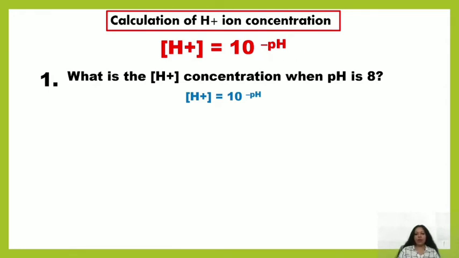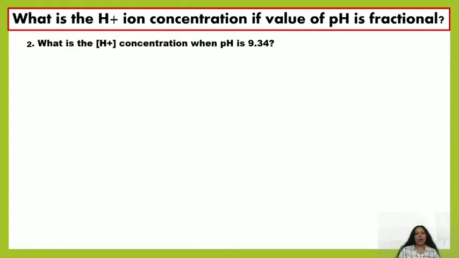Fine, this formula also seems very simple, and we will solve it by taking a simple value, like what is the concentration of hydrogen ion when the pH is 8. So simply, because concentration of H plus is equal to 10 to the power minus pH, you just need to put the value of pH in the formula, and you find out the concentration of hydrogen ion in the solution. It is very, very simple. But the problem arises when you need to find the hydrogen ion concentration when the pH is fractional. Now it is our real actual problem.